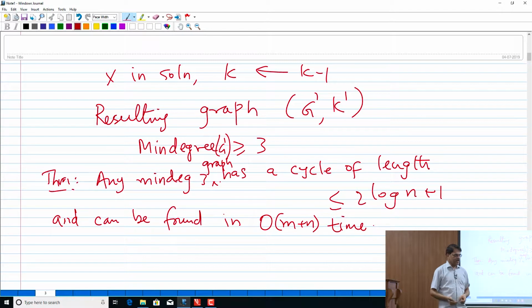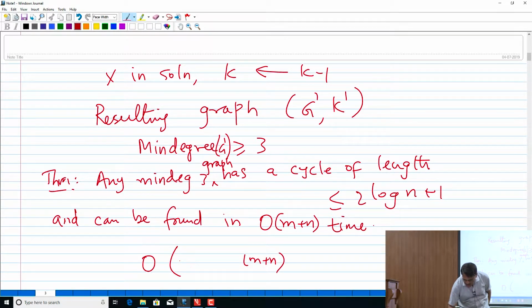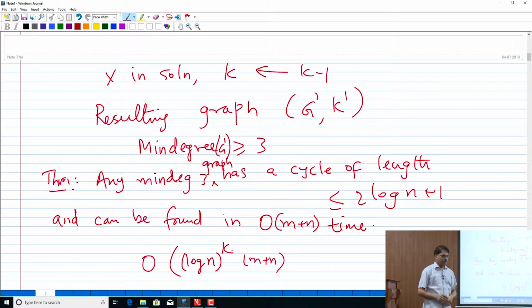So what would be the running time of the whole algorithm? It will be O star, so basically order m plus n, but it will be something like log n to the power k, because log n, if I put it in big O, is like 2 log n, 3 log n, and the height is k, and I have a running time of this type. Okay.